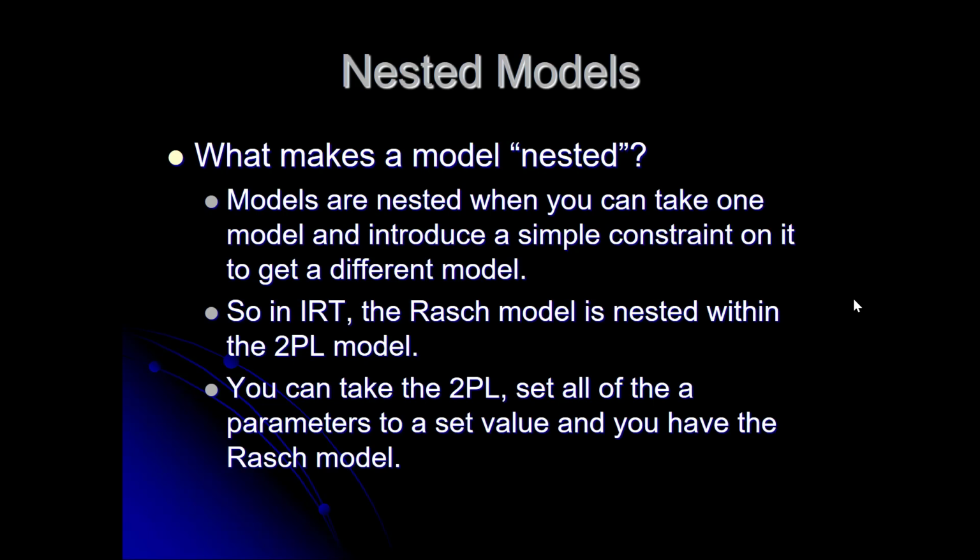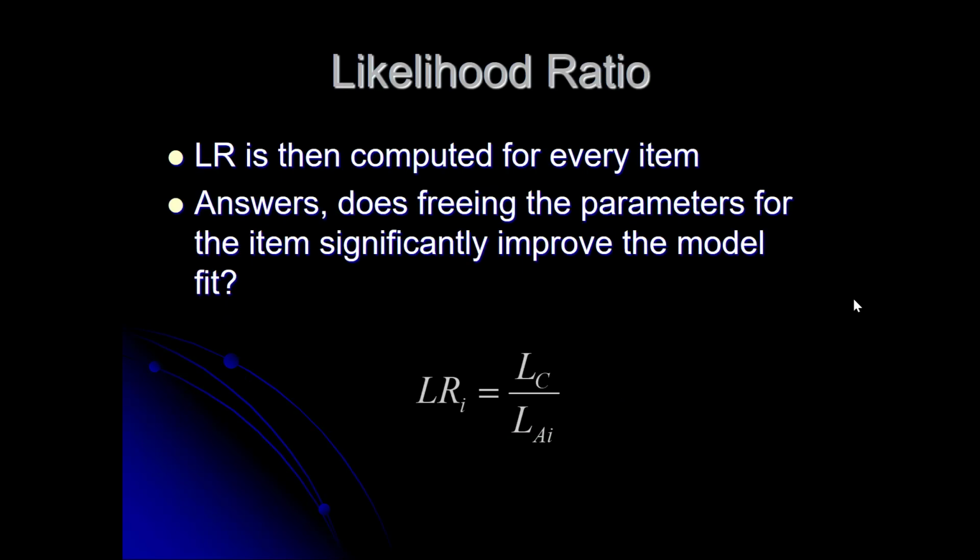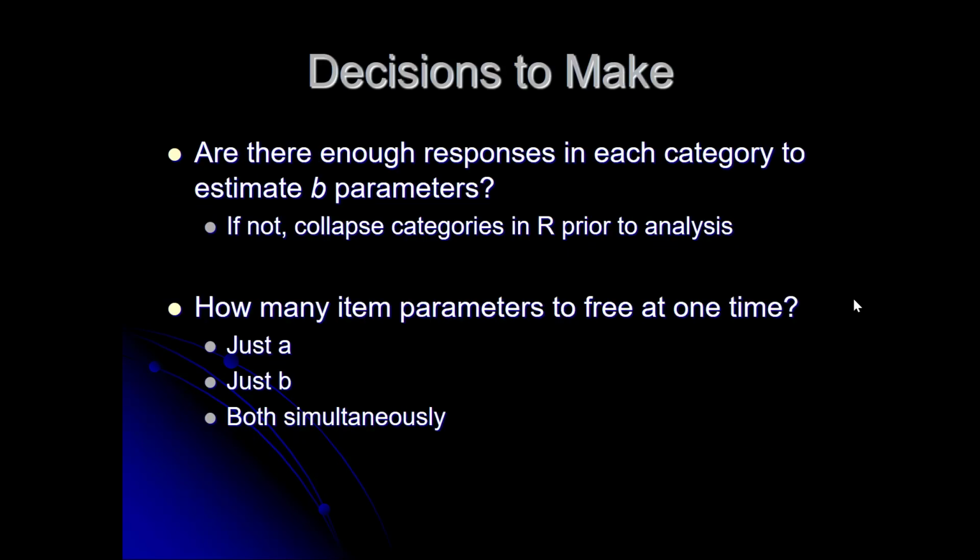We talked about this a little bit when we talked about the generalized partial credit model and the partial credit model, and how the partial credit model is a specialized case where you're just introducing constraints on the generalized partial credit model. So anytime you have nested models like that, you can evaluate the difference in fit empirically using a chi-square statistic through this likelihood ratio test.